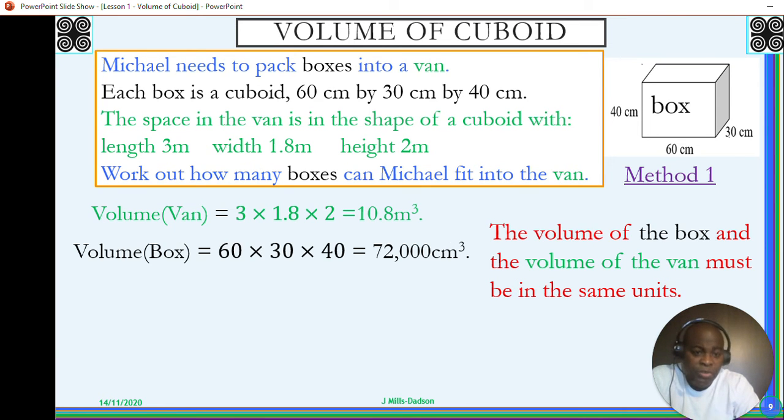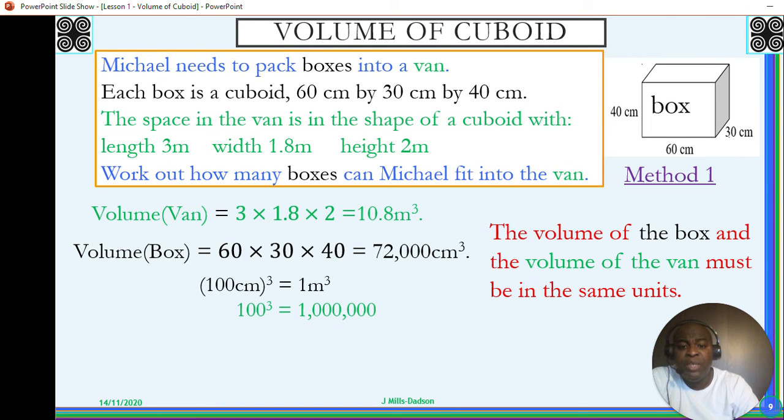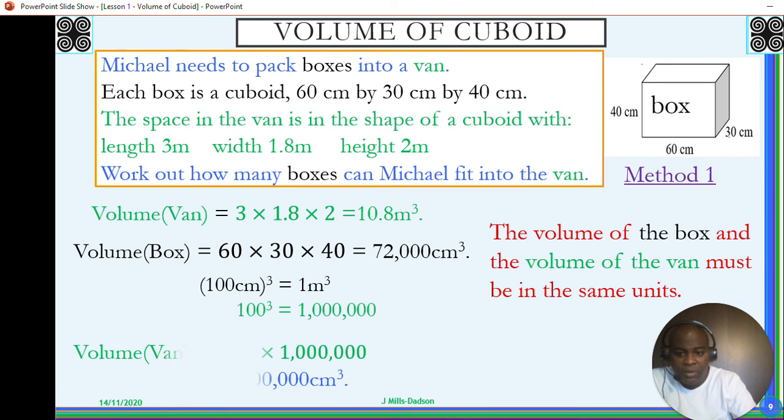So I'm going to make sure they have the same units. So I'm going to change the meter into centimeters. 100 cm is 1 meter. I'm talking about cubes, so I'm going to cube each conversion, and my scale factor will now be 1 million and not 100. So the volume of the van will now change from 10.8 meter cube into 10,800,000 centimeter cube. That is the volume.